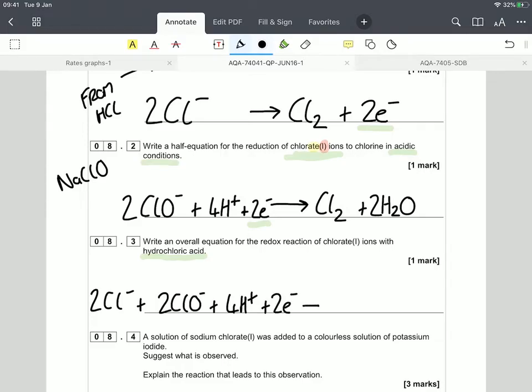Including the electrons for now, I've got a reaction arrow. Then chlorine. These are both on the same side, so we're going to add them together. There's actually 2 moles of chlorine that are made, 2 moles of water, 2 electrons. Now, things that we can do.